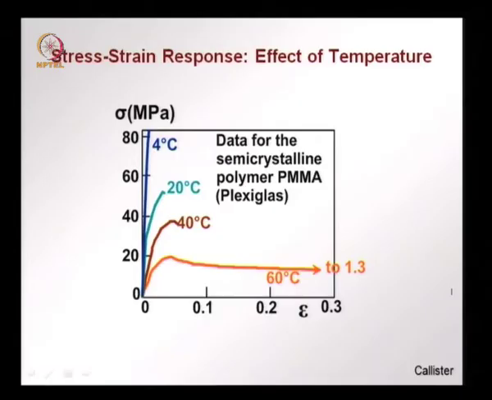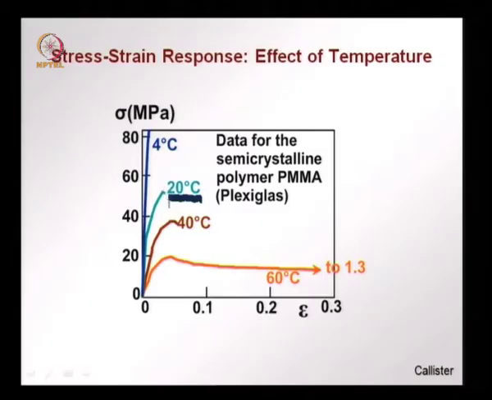This is also seen in the case of plexiglass, or semi-crystalline polymethyl methacrylate, PMMA for short. Here is a graph given by Callister showing the stress strain behavior, again under tension, over a temperature range of 4 degrees to 60 degrees. The room temperature would be this case of 20 degrees. We find that PMMA has a relatively brittle behavior. You have a linear elastic part followed by slightly nonlinear behavior, and then PMMA fails in a brittle manner.